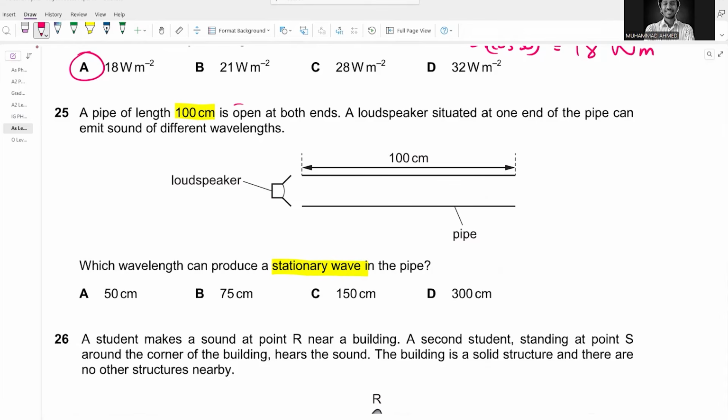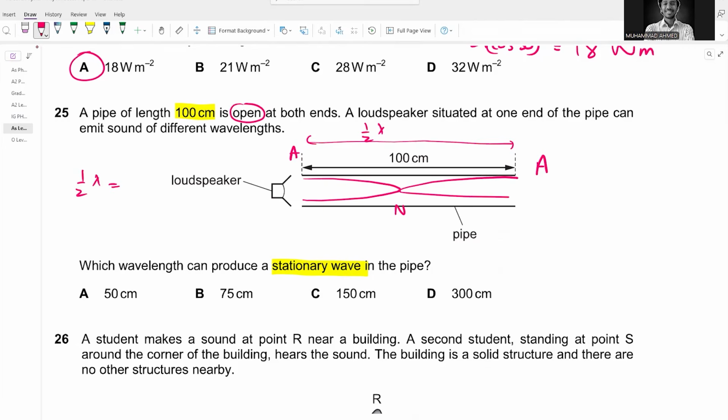First of all, both the ends are open, so there will be an anti-node here and an anti-node here. Let's try out the fundamental frequency. If both of these are anti-nodes, the fundamental frequency will be drawn like this, with a node in between. From anti-node to anti-node, what will your wavelength be equal to? Half lambda. Half lambda is equal to 100 centimeter. Lambda must be equal to 200 centimeter. Do we have an option like that?